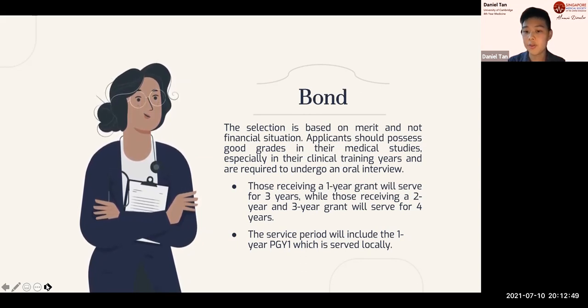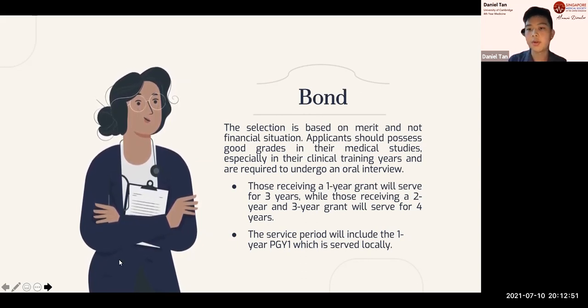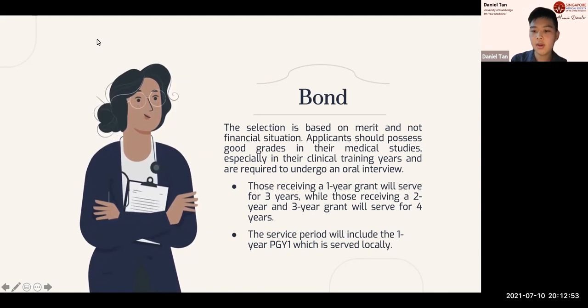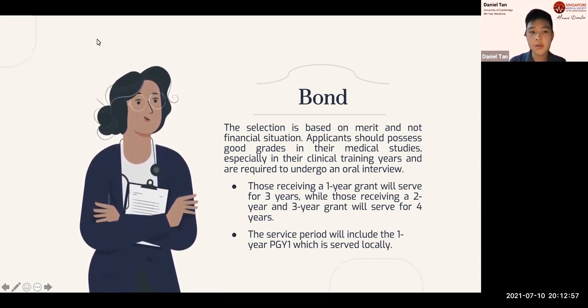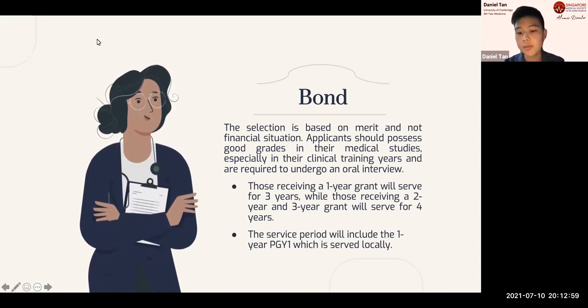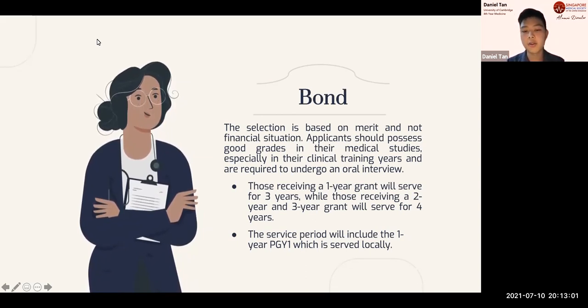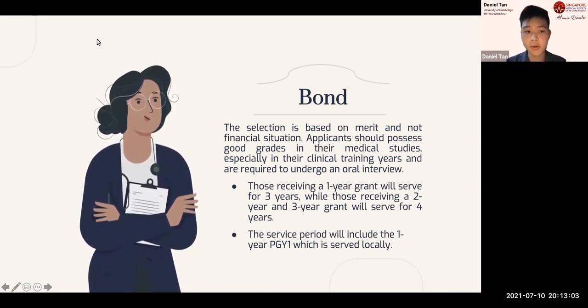Those who receive a 1-year grant will have to serve for 3 years, and those who receive a 2-year or 3-year grant will serve for 4 years. The service bond also includes a 1-year PG and a 1-year houseman year, which can be served locally. So that is inclusive of the years that you have to serve.